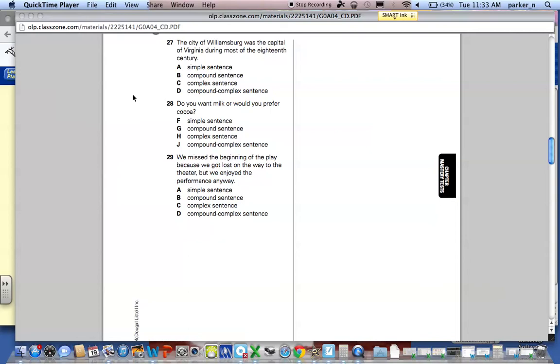And finally, number 29. We missed the beginning of the play because we got lost on the way to the theater. There's that keyword because, you've got a subordinate clause there. But we enjoyed the performance anyway. But is a coordinating conjunction. That means you have two independent clauses, one subordinate clause. That sentence is compound complex.